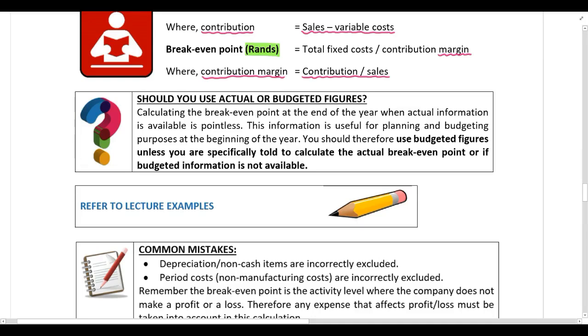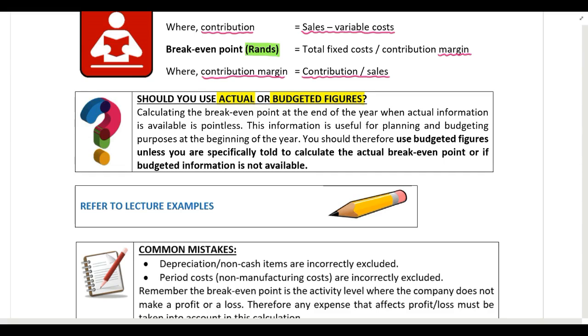Now, when performing these calculations, should you use actual or budgeted figures in your calculation? Now, I want you to think about this logically. It doesn't make any sense for a company to calculate their break-even point at the end of the year when they already have their actual results. At the end of the year, they will already know if they've made a profit or a loss. So this information is not valuable at the end of the year.